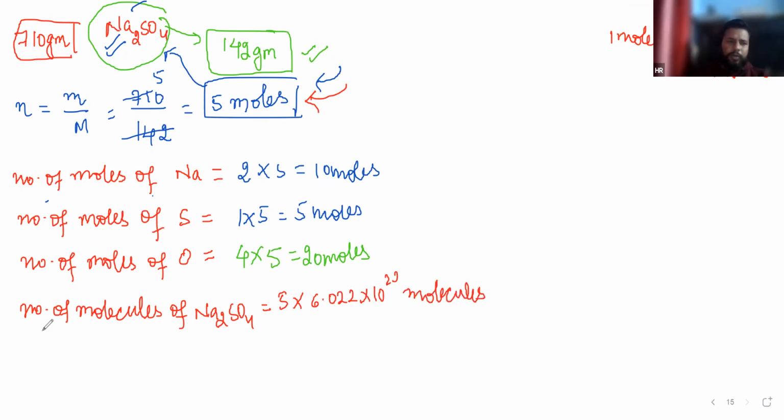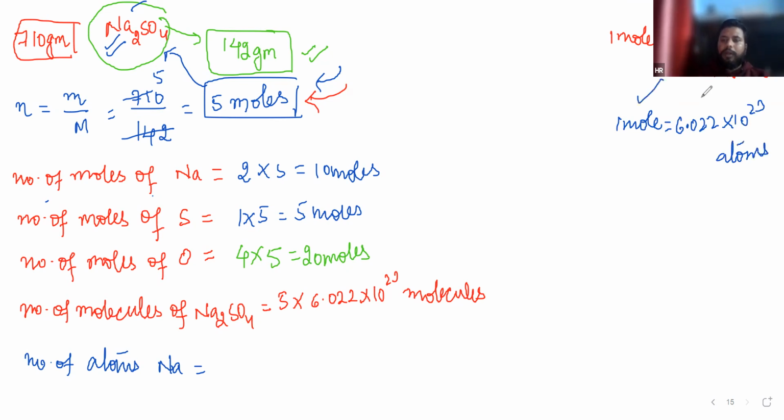Now come to the next question. Number of atoms of sodium. You also know that 1 mole is 6.022 into 10 raised to the power 23 atoms. So in 1 mole, how many atoms? This many atoms. So in 10 moles, how many atoms? How many moles of sodium we have calculated? 10 moles. So in 10 moles of sodium, how many atoms? 10 into 6.022 into 10 raised to the power 23 atoms of sodium.